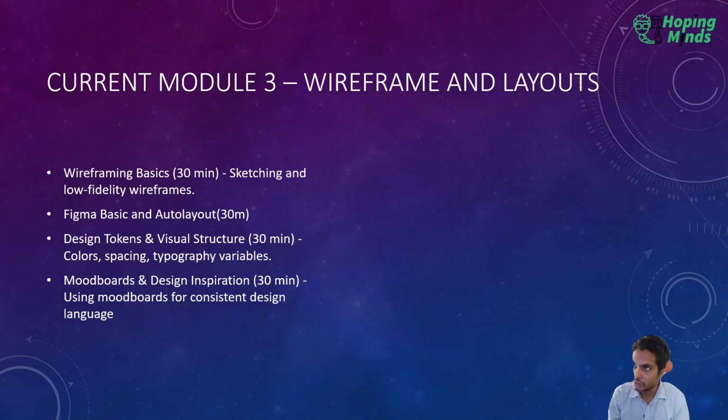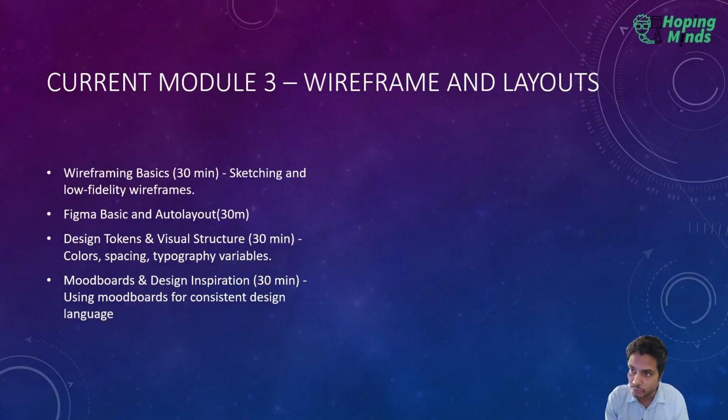Now let's go into what we are going to learn in this module 3. We are going to learn the basics of wireframing, sketching, Figma basics, and auto layout. Auto layout is one of the important parts we need to learn. It helps us structure the design properly. Then we are going to learn design tokens, visual structure, colors, spacing, typography, and variables. Then we are going to learn mood boards and design inspiration.